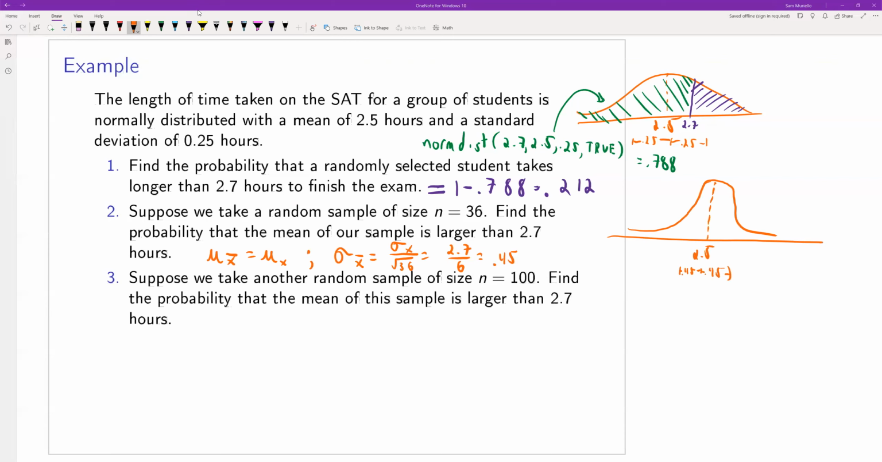When we plug in the norm dist into Google Sheets, same 2.5, same 2.7, same 2.5. We'll use the new standard deviation that we calculated of 0.45, and of course, always true. This time, we got out a different number. We got out a 0.67.